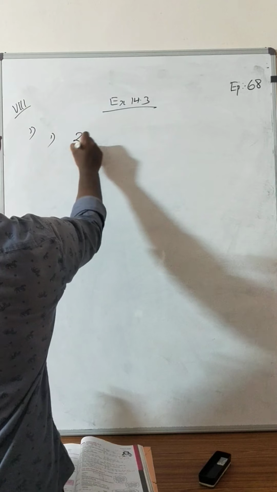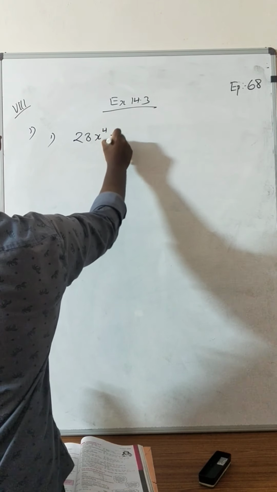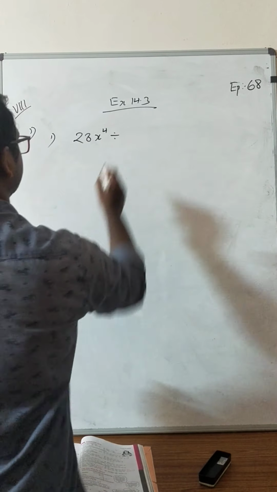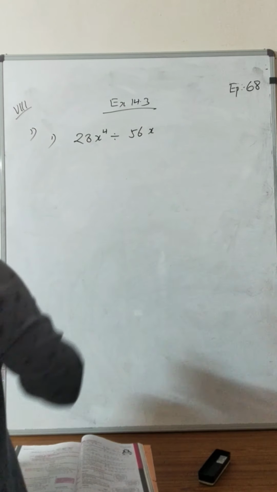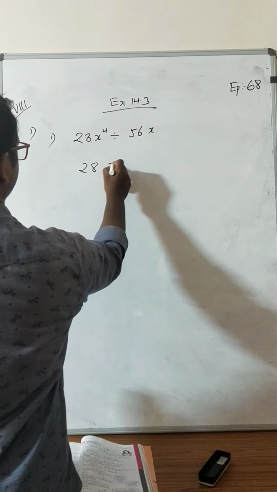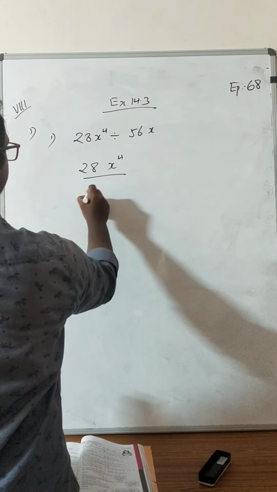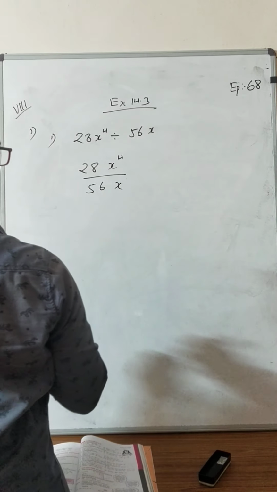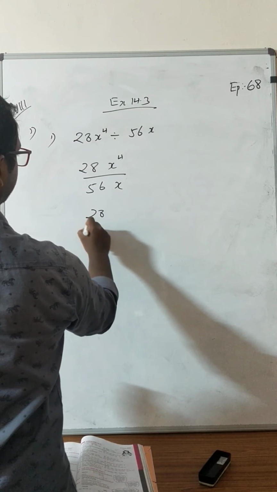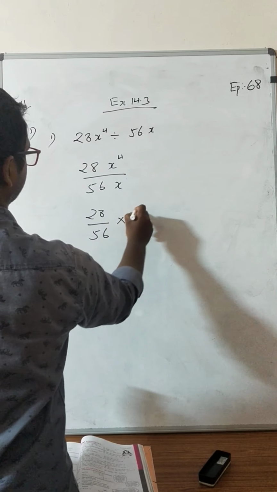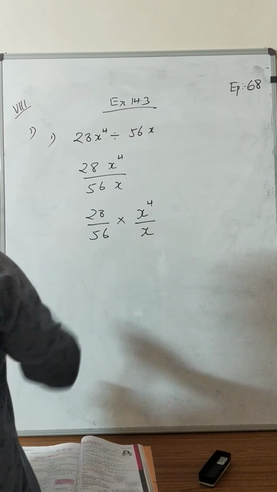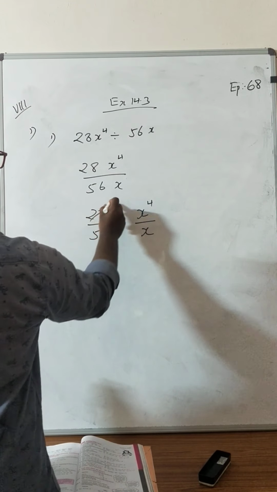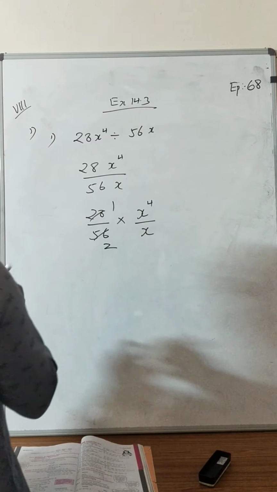x power 4 divided with 56x. Okay. The easiest way, write them like this: 28 x power 4 divided with 56x. Now see, we can split them if we want like this. Put number below number and put variable below variable. Now see here, 28, 56. 28 1 the 28, 28 2 the 56, 1 by 2.